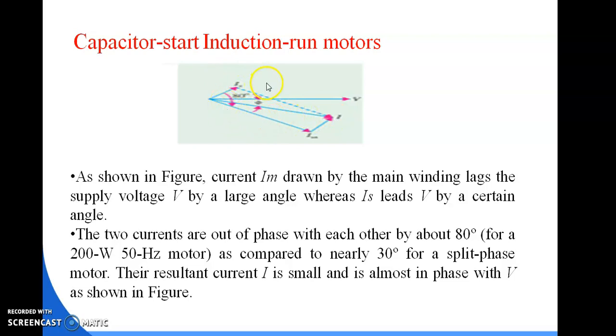Now the resultant current is I, as shown here, and the resultant current I will lag the supply voltage by an angle. As shown in the figure, current IM drawn by the main winding lags the supply voltage V by a large angle, whereas the starting winding current IS leads V by a certain angle. The two currents are out of phase with each other by about 80 degrees for a 200 watt 50 Hz motor, as compared to nearly 30 degrees for a split phase motor. Their resultant current I is small and is almost in phase with supply voltage V.